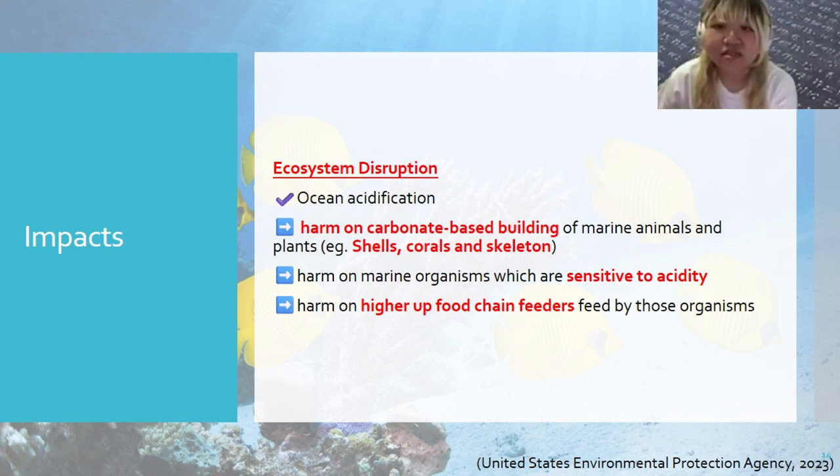And for the marine ecosystem, ocean acidification may cause ecosystem disruption. Marine life is facing a twofold challenge, which is decreased carbonate availability and increased acidity, which will harm life forms that rely on carbonate, like shells, corals, and skeletons, and harm the organisms which are sensitive to acidity, and harm the higher up the food chain feeders that feed on those sensitive organisms.